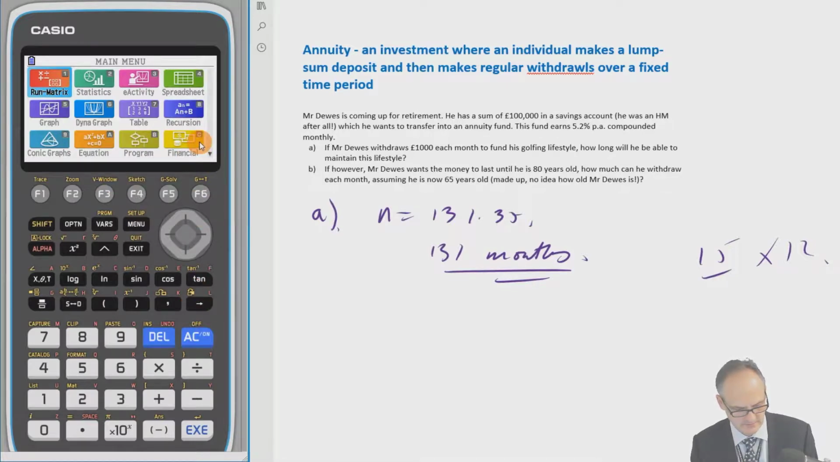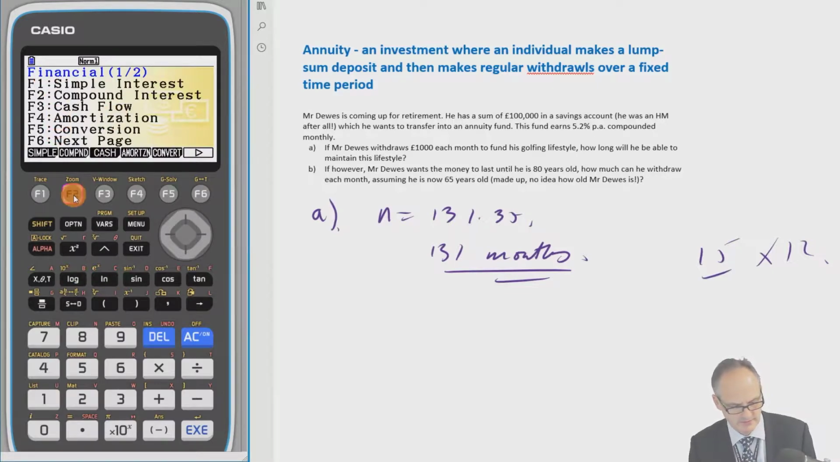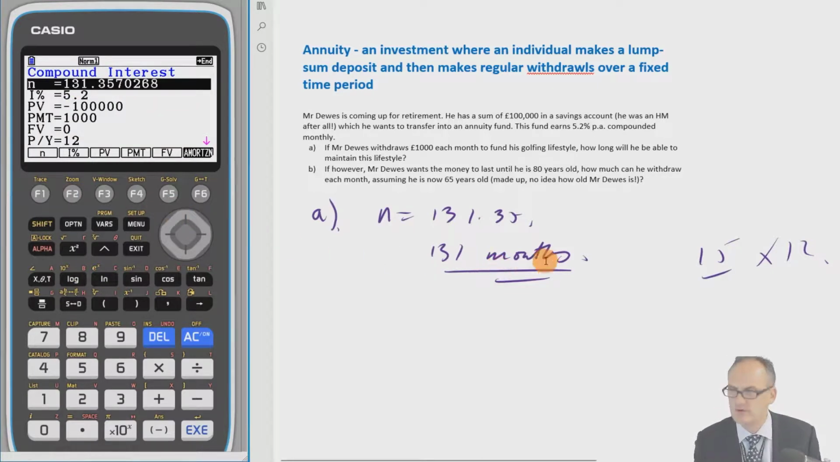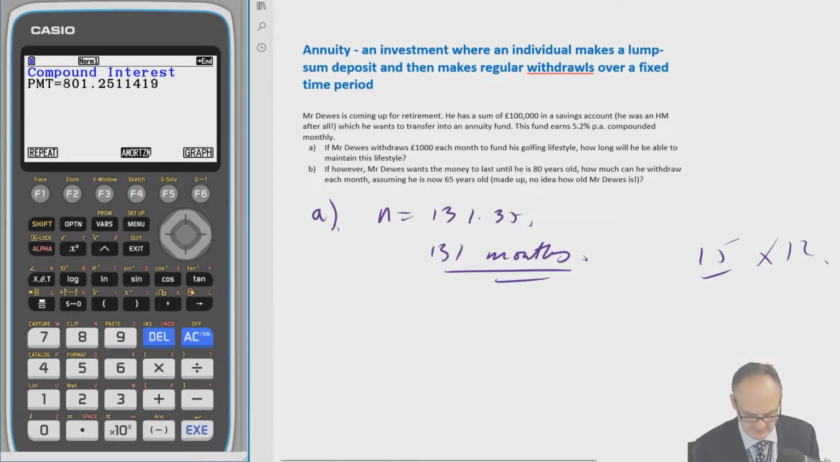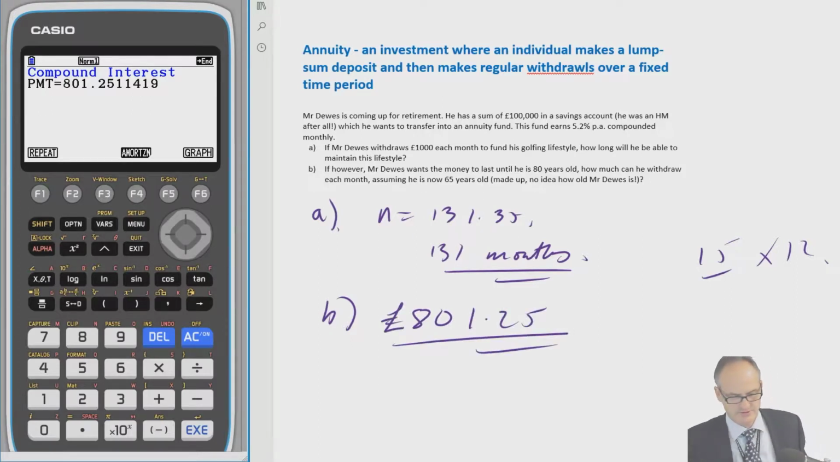Menu. If you don't want to scroll all the way across, you can just press alpha and C will get you in as well. We're going to go back to compound interest. So we now know that 180, we still have the same interest. We now don't know how much he's going to take out because we want to make it last. So let's put that at 0. And we want the new PMT. So he will be able to take out £801.25 a month, and it's a fraction more than that, so it will last him beyond his 80th birthday if he takes that out every month.